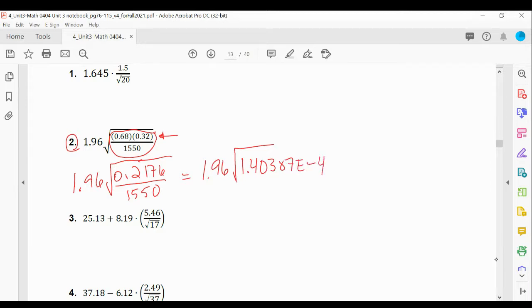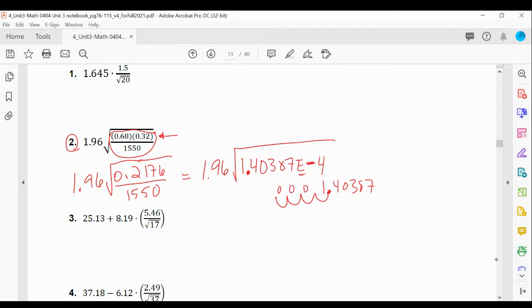This is what my calculator is showing. So what is this E, Miss Aguirre? I have no idea what that is. Well, that's a number written in scientific notation, which there'll be a section on a little bit later. And so this means I need to move this decimal to the left because it's negative 4 places. So I have 1.40387, so I need to move this 4 places to the left. 1, 2, 3, 4.